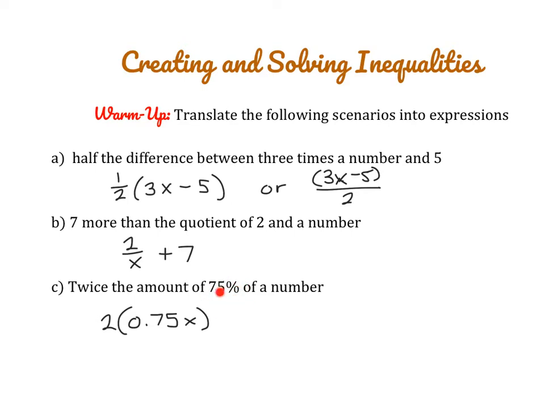Remember, to find the percentage of a number, we multiply that number by the decimal of the percentage. So 0.75x, and then twice means multiply by 2.